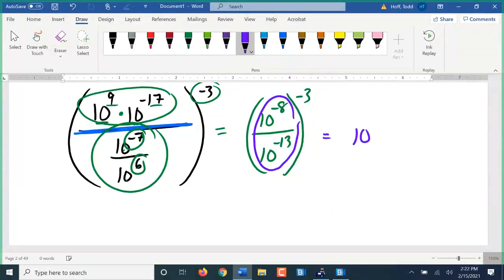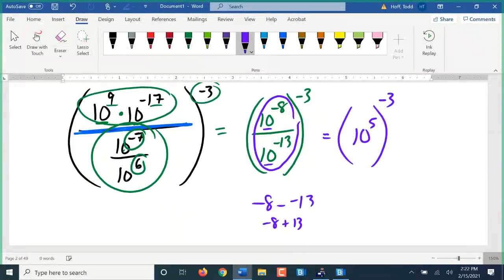10 to the negative 8 divided by 10 to the negative 13. Again, both have a base of 10, so we can combine the powers. Since we're dividing, we're going to subtract the powers. Negative 8 minus a negative 13 becomes negative 8 plus a positive 13, which is 10 to the 5th power.